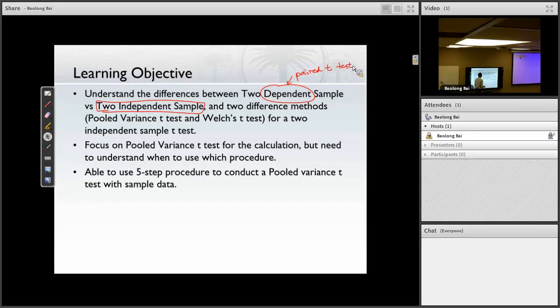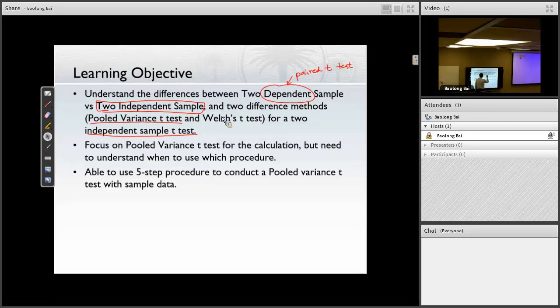So what if the two samples that you're comparing with are independent from each other? Then we need to use two sample t-test. And two sample t-tests actually have two different processes. That will make it a little bit more complicated. We're only going to focus on one of them, pooled variance t-test.